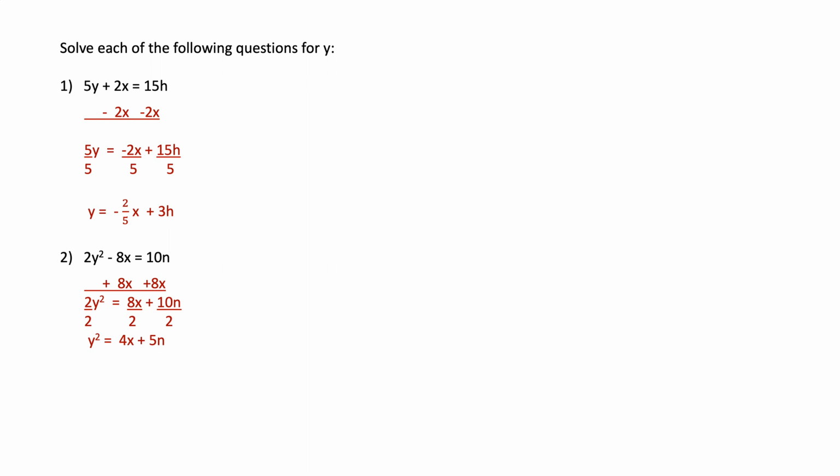Well, this has always been about inverse operations. Like it said plus 2x up here, I did minus 2x. Here it did minus 8x, I did plus 8x. Here it said 2 times y squared, I divided by 2. So the inverse of squaring is to square root. So I square root y squared, and I square root 4x plus 5n. The cool thing is the square root of y squared is just y. So I get y equals the square root of 4x plus 5n. And that's about as challenging as a literal equation we'll ever get in this particular class.